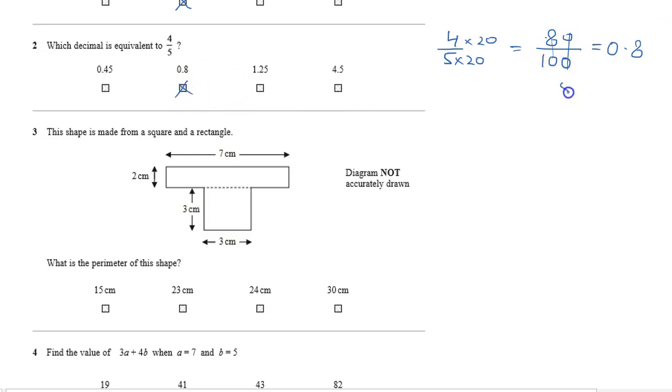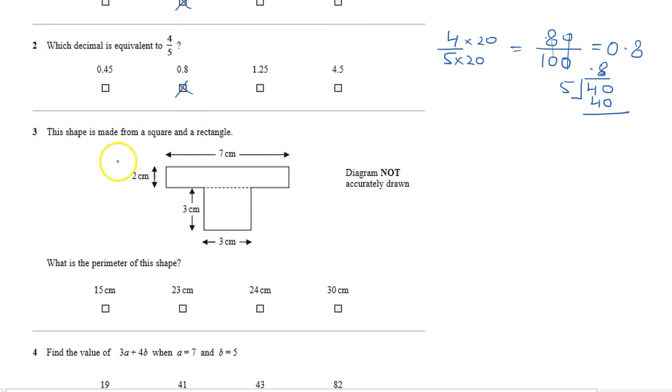Another method is 4 divided by 5. 4 is smaller and 5 is bigger, so put 0. 5 times 8 is 40. So 0.8 is the answer.